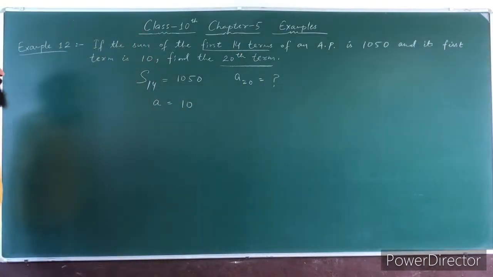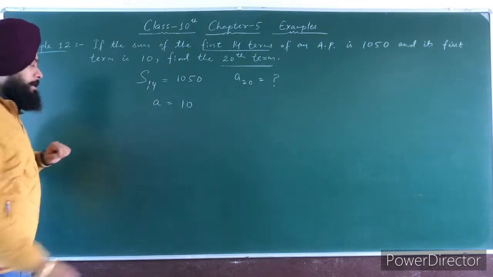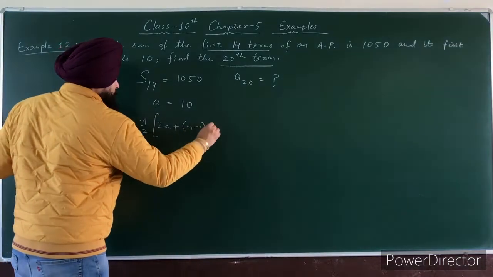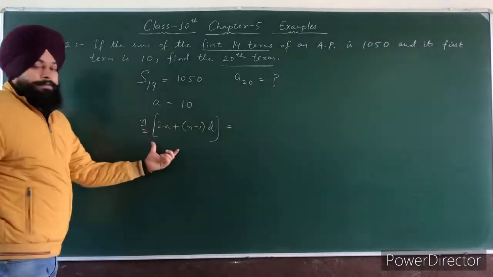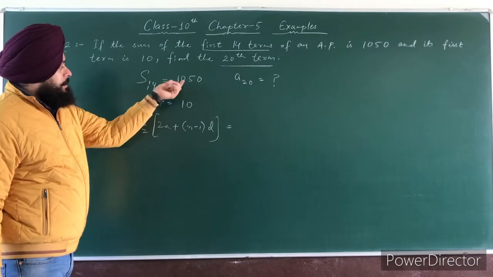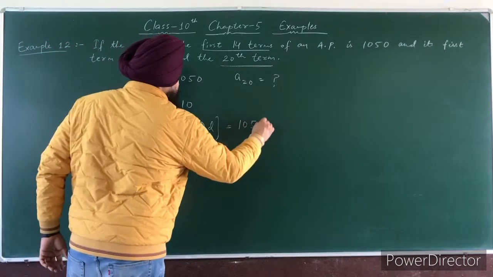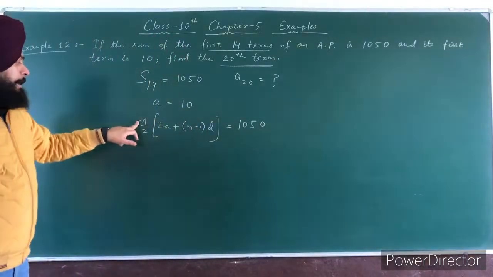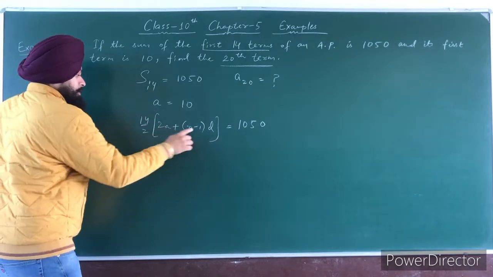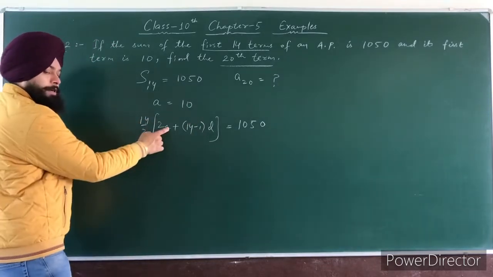Alright. So first put the formula for sum of first n terms. So its formula is n by 2 (2a plus n minus 1 into d). This is the formula of sum of first n terms, and the sum of these first 14 terms is given here, which is 1050. So it is equal to 1050. Now what is n here? n is 14. So you have to put here n as 14. Now the value of a is also 10, so you can put here 10.